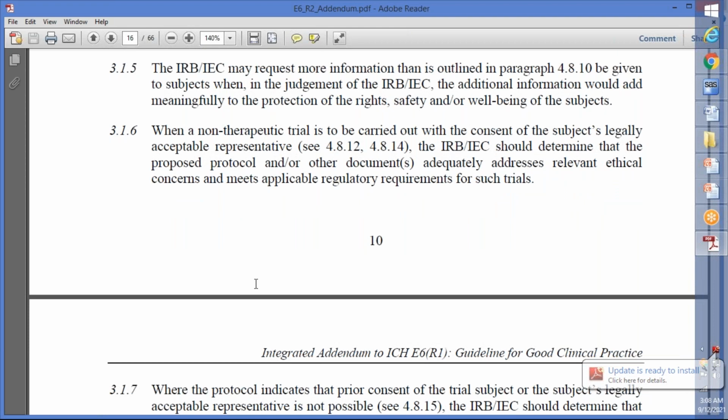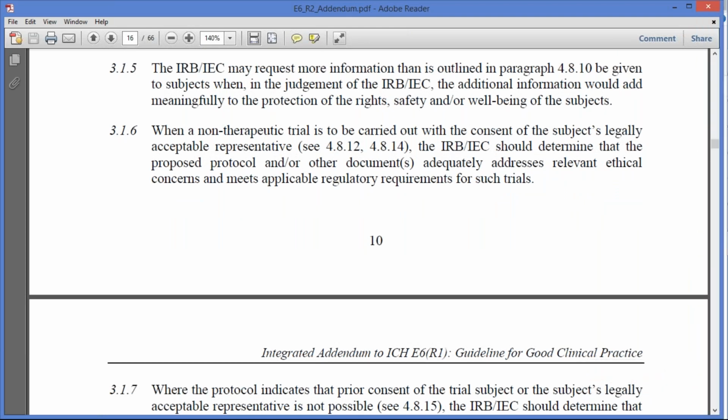When a non-therapeutic trial is to be carried out. Non-therapeutic trial means? Like no treatment value. Phase 1 trials, perfect. When a non-therapeutic trial is to be carried out, that means phase 1 trials, it is to be carried out with the consent of the subject's legally acceptable representative.